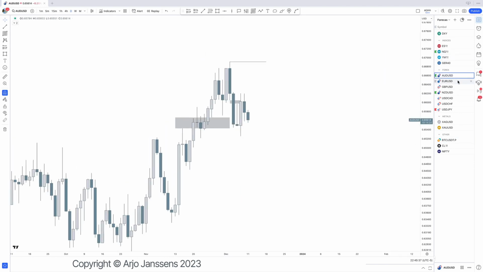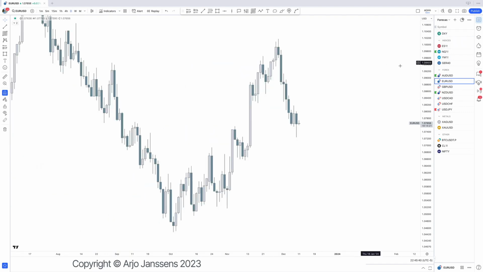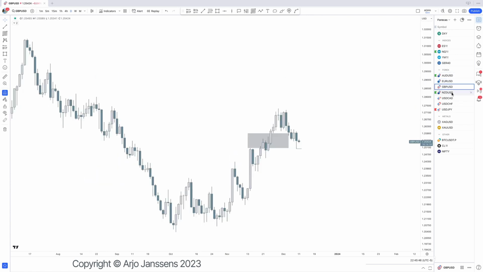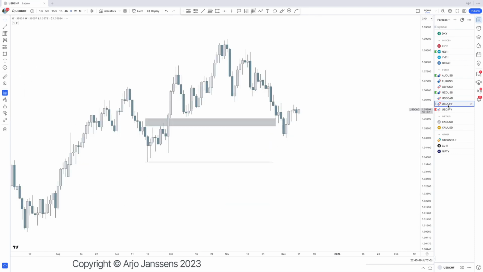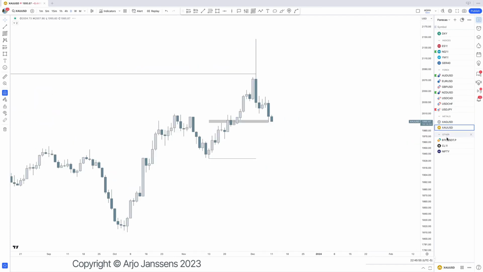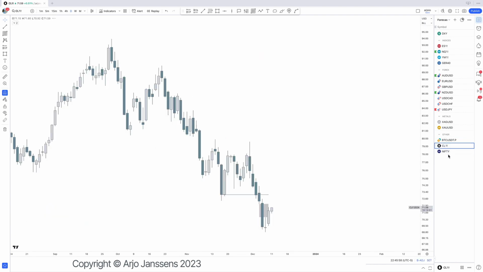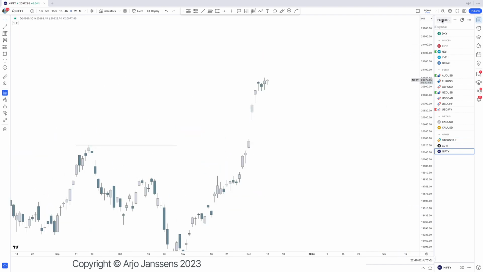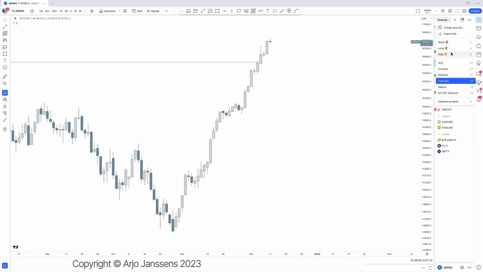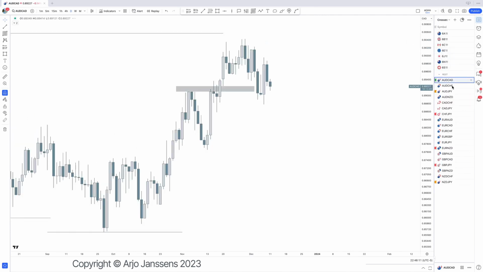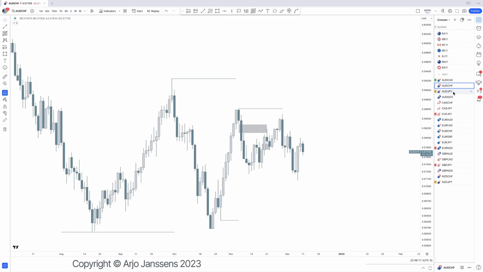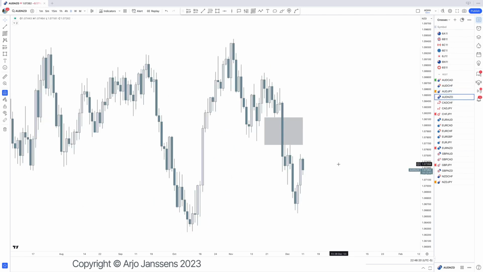On, I believe, quite a few pairs I had it actually going into this week, if I'm not mistaken. Let me see. Let's see if we can find the ones I meant. Might have been on the crosses. Let me see.